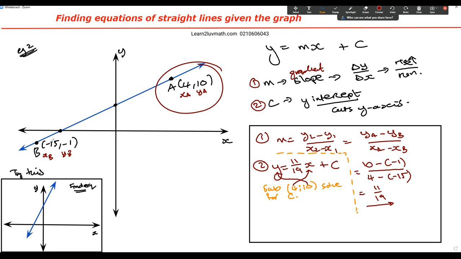Now I chose 4, 10. You could also choose negative 15, negative 1. I didn't choose negative 15, negative 1 because it's got negatives. It might take me a little longer, and I might make a sign error. So I chose the easier of the 2 points, 4 and 10. So here we go.